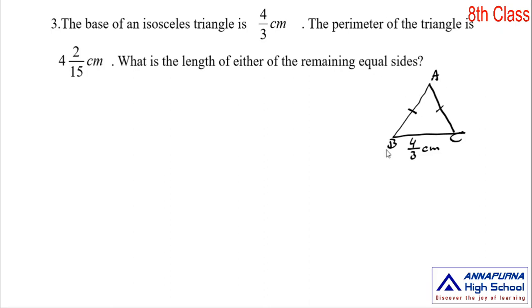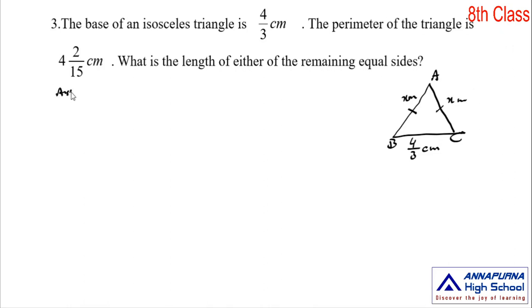If the perimeter of this triangle is 4 2/15 centimeters, we find the length of the equal sides, that means AB and AC. Both are equal, and we find the length of these two equal sides. So what is the unknown? The length of the equal sides is the unknown. If we take that length of the equal side as x, that means AB is equal to x, then AC is also x.